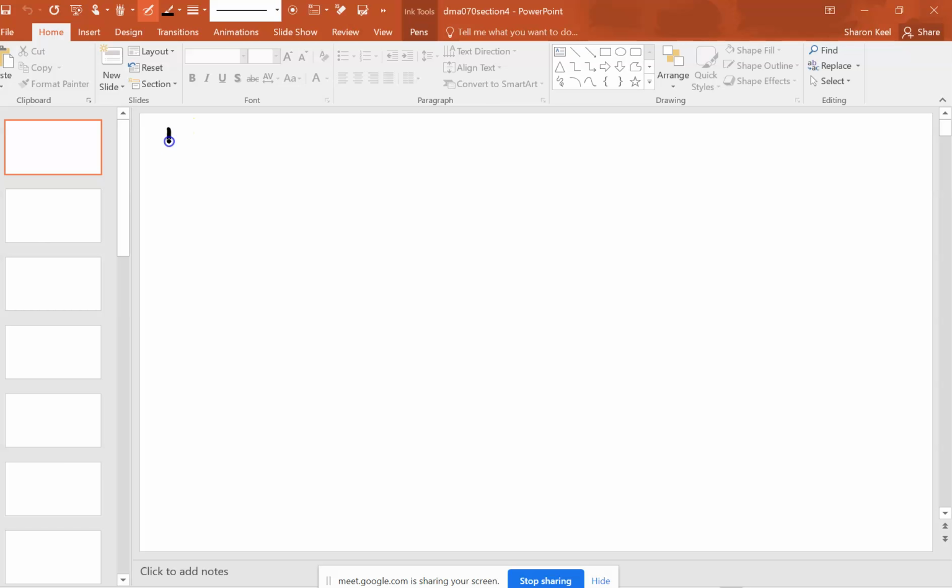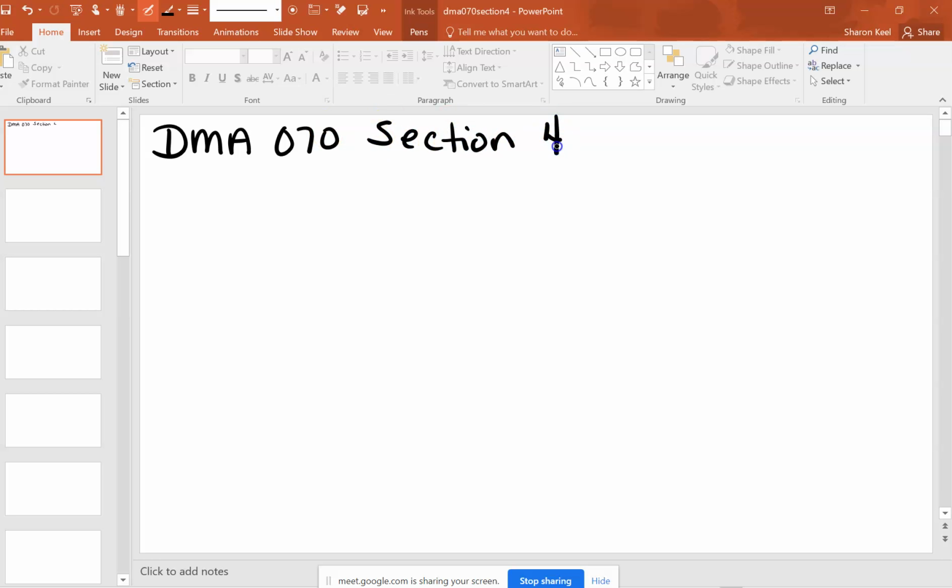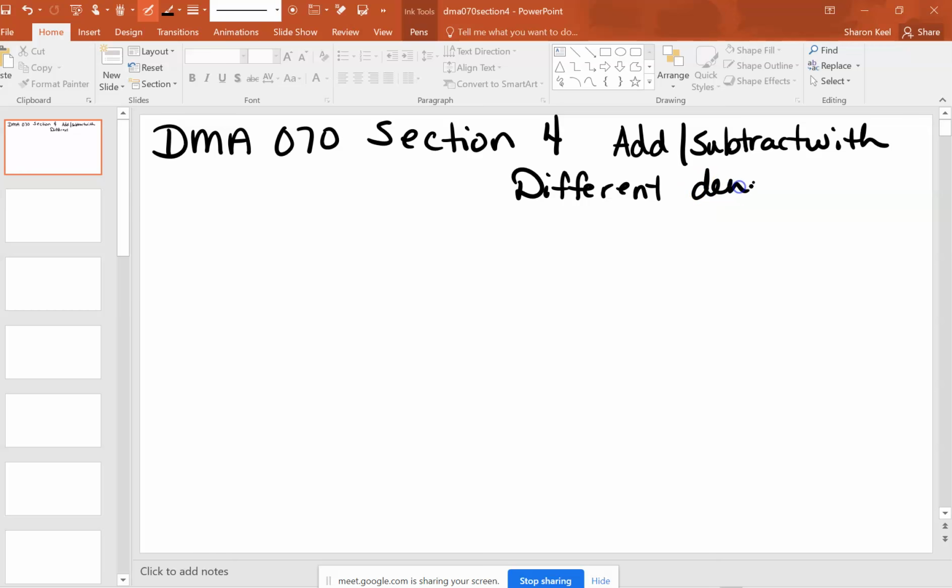Okay, so today we are looking at DMA 70. We're working on section 4. Section 4 is where we are adding and subtracting rational expressions with different denominators. So this should remind you and give you a flashback to DMA 20 where you're working with fractions where your denominators are different. And what are the things that you need to do when you have different denominators?